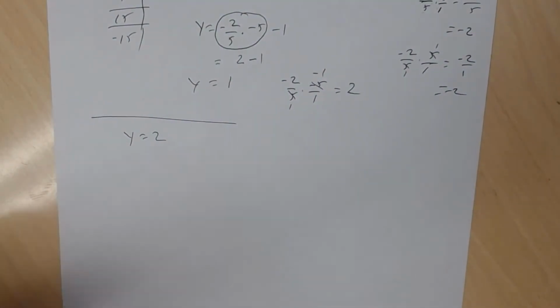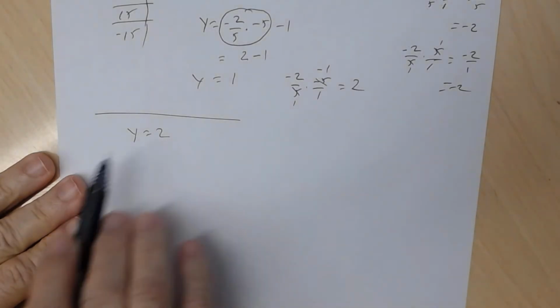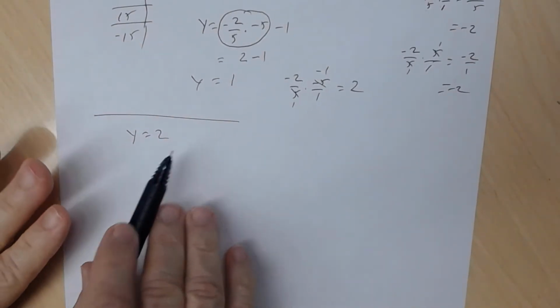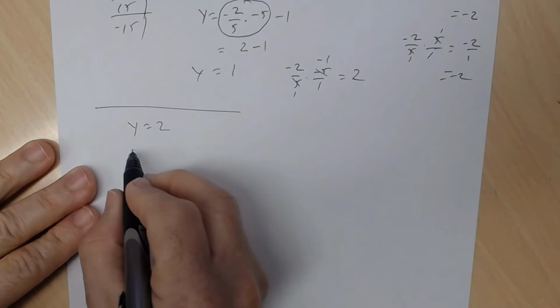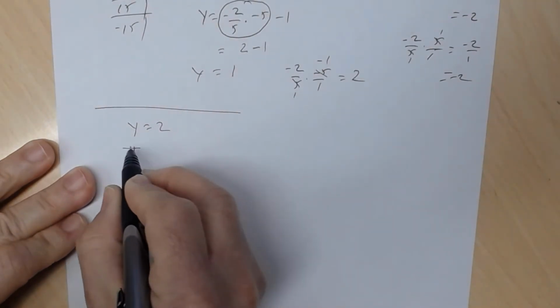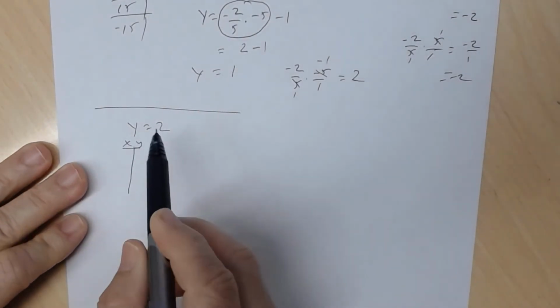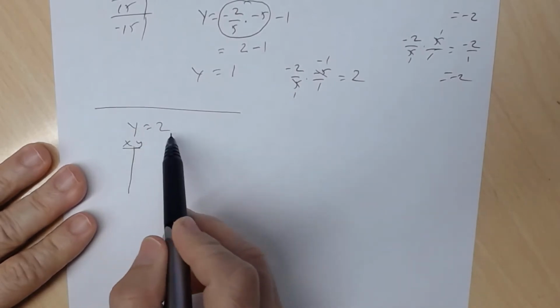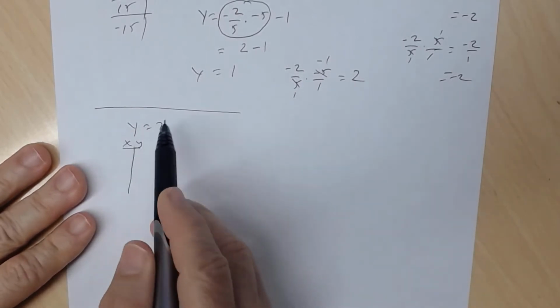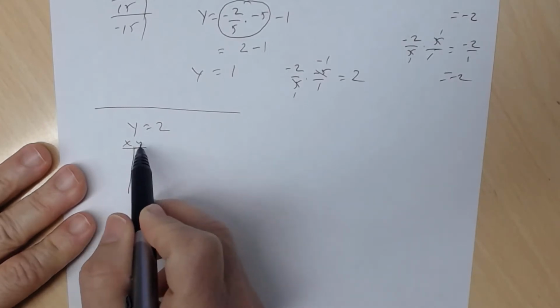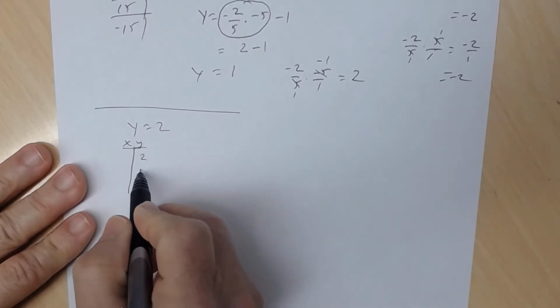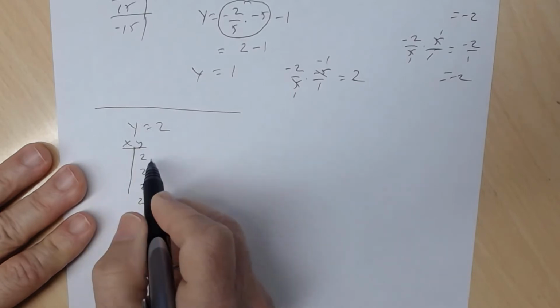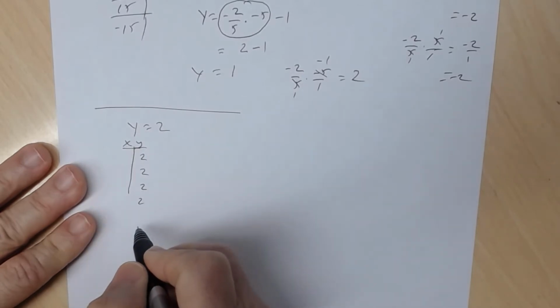Now, whenever you see the x is not there, the x is gone. So we're still going to use the t-table, and I want you to notice something. What this means is that y is always going to be equal to 2. Y is always 2. So this column right here, that y column, is going to be 2 all the way down. That's what that says. Y has to be 2.